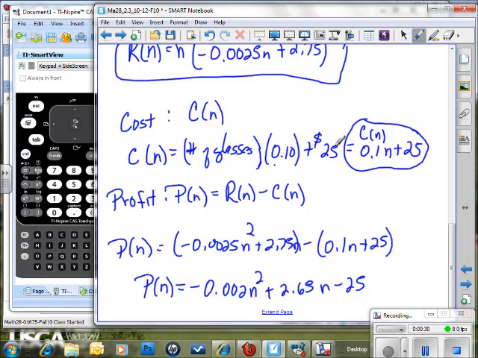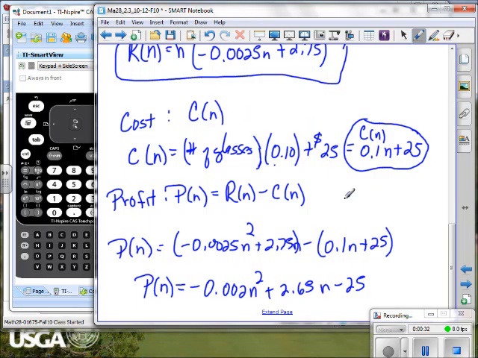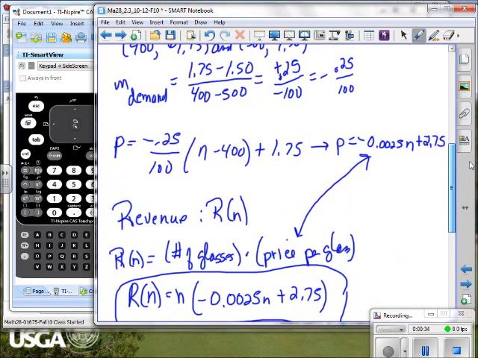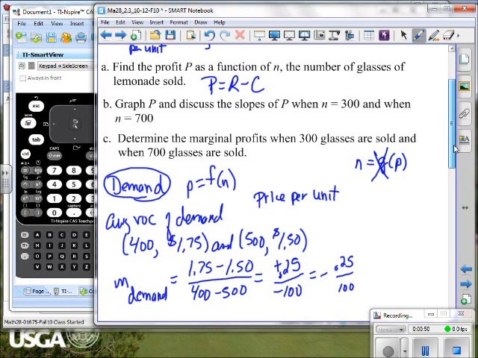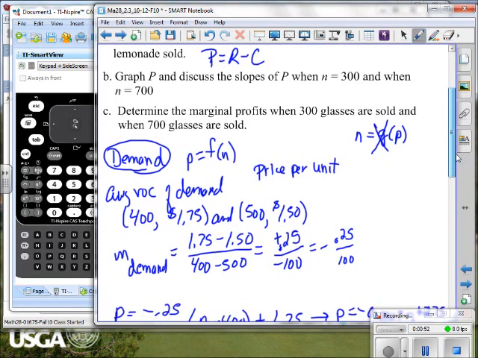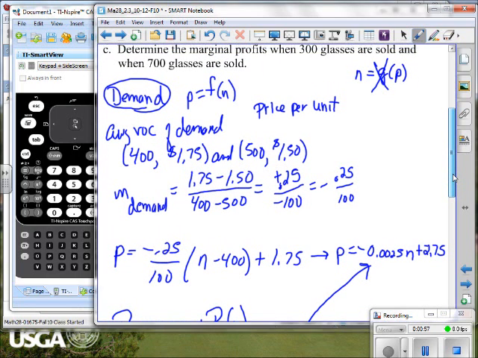Wow. All of that just to do something that isn't even calculus yet, but that's what we need to do. So profit, find the profit function. We did it. Graph the profit function and discuss the slopes of profit when n is 300 and when n is 700. The slopes of the function when n is 300 and when n is 700.